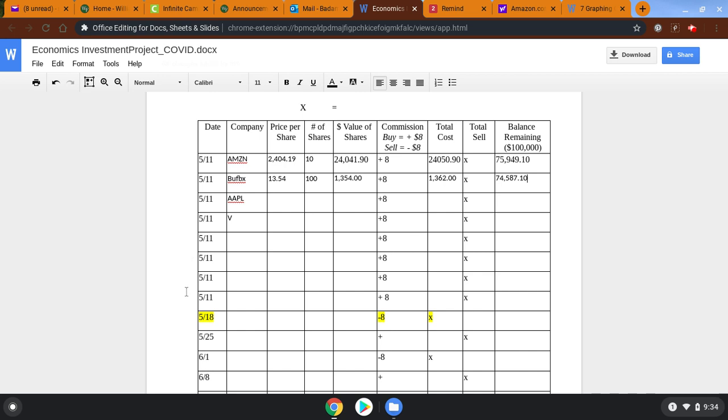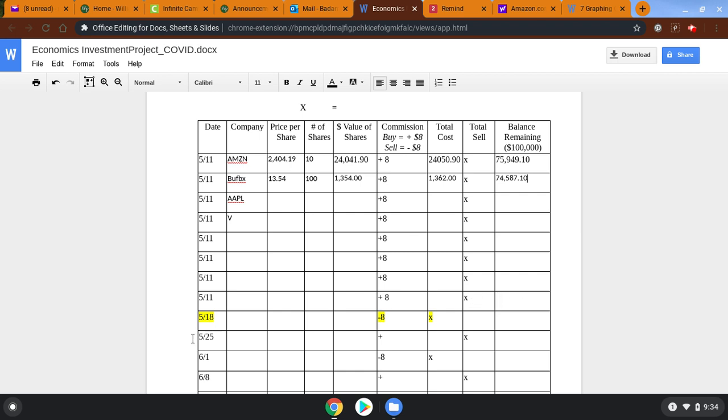Okay. And you're just going to keep going down the line. Like I said, a lot of this part here, right? Company, price per share, number of shares, value of shares, that's all going to be just cut and paste. You have to do a little bit of math, adding $8 to each one, and then subtract. And I would just go one by one down the line, right? Subtract, new balance, subtract, new balance, subtract, new balance, subtract, new remaining balance.